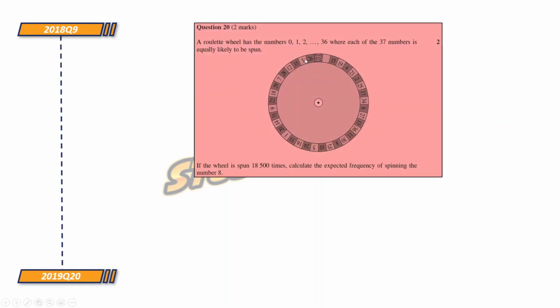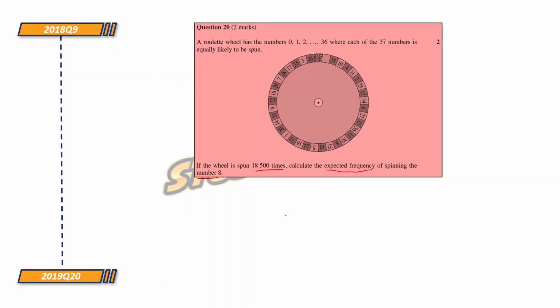In 2019, question number 20, the same concept, a question with the same structure, came again, just in a different format. Here you are told that there is a roulette wheel which has 37 numbers, and all of these numbers are equally likely to be spun. 0 to 36 makes 37 numbers. You're told that it is spun 18,500 times, and they're asking you what is the expected frequency. Expected frequency means the expected number of times 8 would come out of these 18,500 times.